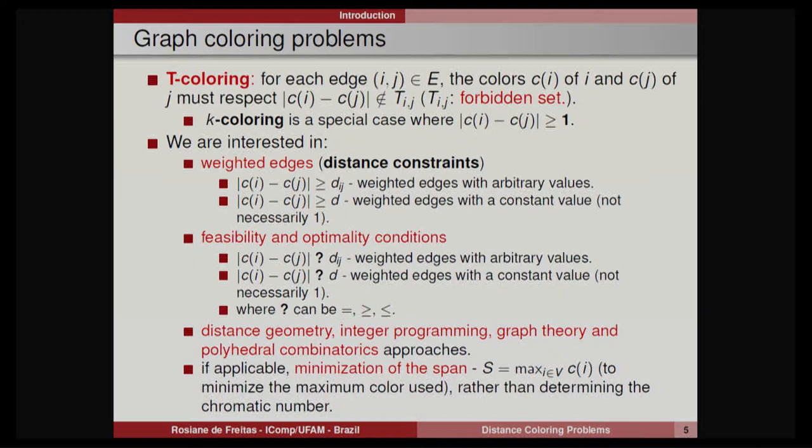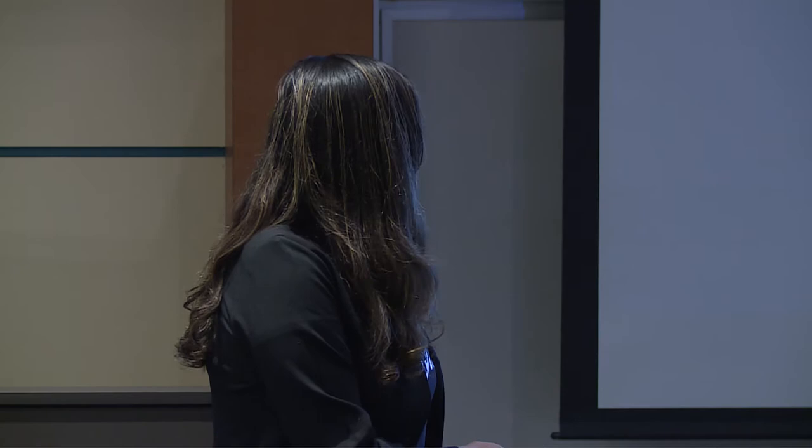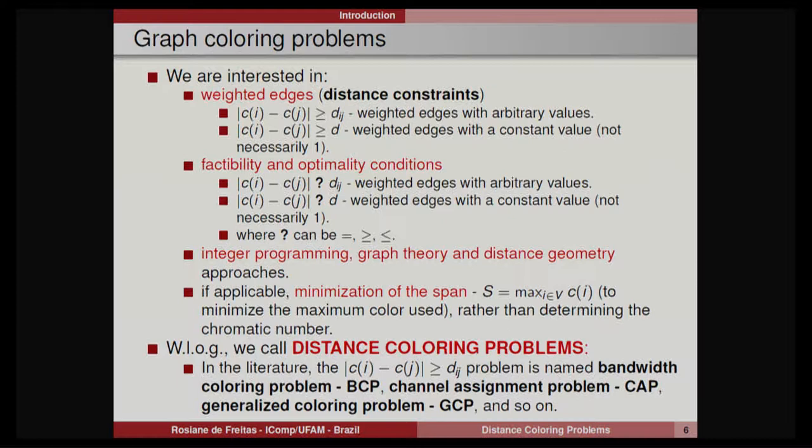And when applicable, we want to minimize the span, minimize the maximum color applied, rather than determining the chromatic number. For the classical version, the vertex coloring problem, both are the same. They minimize the number of colors and minimize the span. But for other versions, no. And this is more important for us. Without loss of generality, we call these variations, in a general class, distance coloring problems in graphs. In the literature, for this specific case, they call it the bandwidth coloring problem, BCP, or channel assignment problem in telecommunications, and generalized coloring problem.